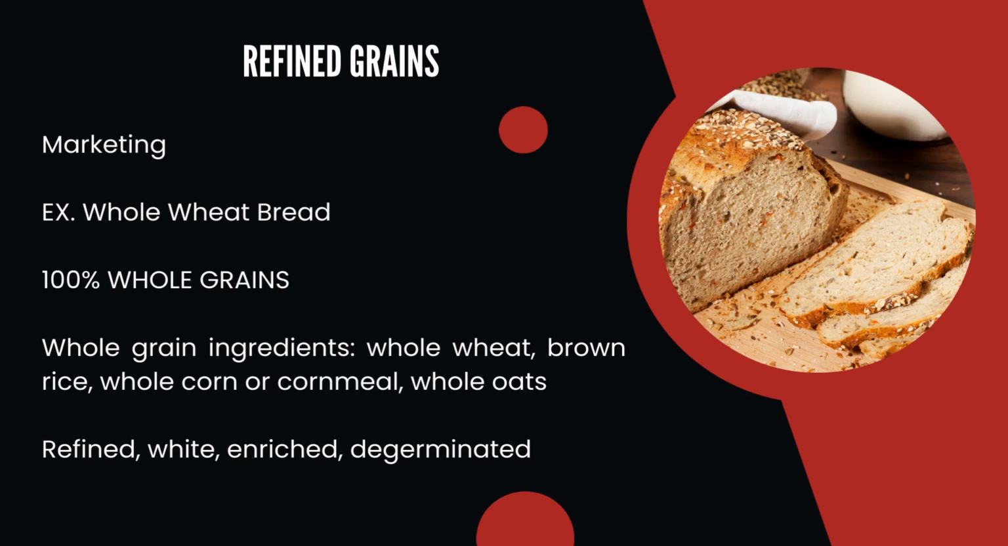If it says whole wheat, brown rice, whole corn or cornmeal, and whole oats, you're fine. Those are examples of whole grains. And then the following words signify that it is not a whole grain: refined, white, enriched, and degerminated means that it's not a whole grain. Any of those words listed on the label.